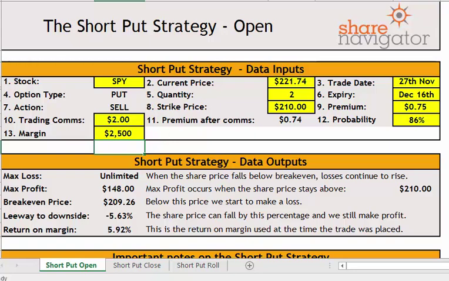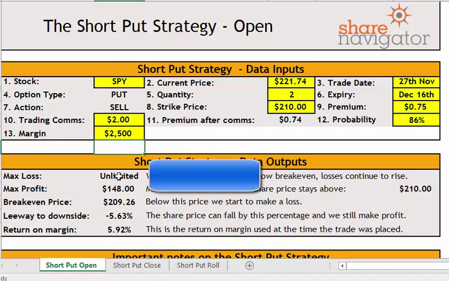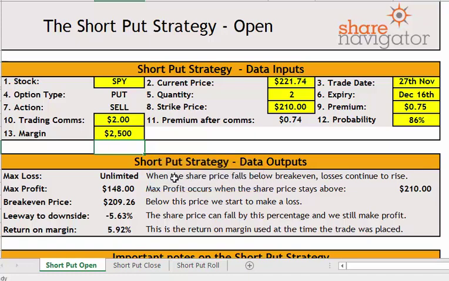So let's go down through that. The first thing we're going to look at is, what is our max loss? Well, it's unlimited with the short put strategy, because as the share price falls below the break even point, your losses continue to rise. And that's because the put is uncovered and you've sold the put option.